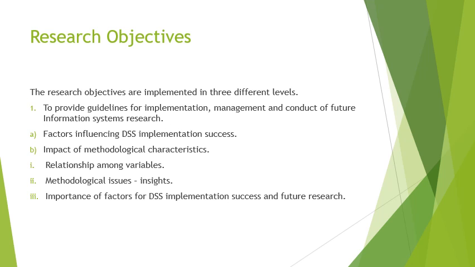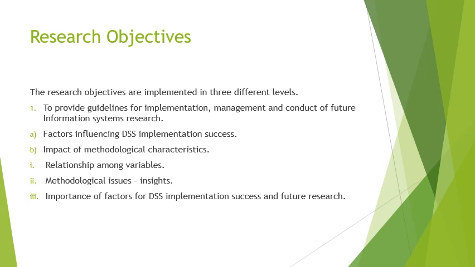The research objectives for this research are implemented in three different layers. The first one is to provide guidelines for implementation, management, and conduct of future information systems research on the high level. And if you go a little deeper into that, they divided it into two, which is to indicate what knowledge has been accumulated on factors thought to influence DSS implementation success, and to investigate the potential impact of the methodological characteristics of the studies on the findings.